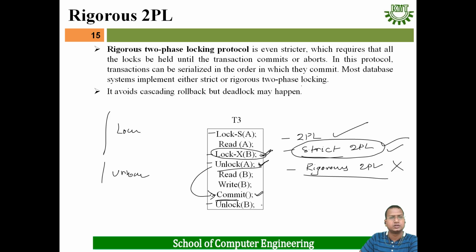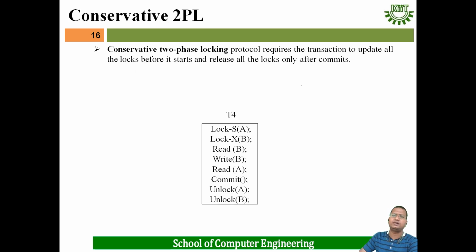Okay. Now we'll see conservative 2PL. What does conservative 2PL tell? Conservative two-phase locking protocol requires the transaction to acquire all the locks before it starts and release all the locks only after commit. That means it is stricter than strict 2PL and rigorous 2PL.